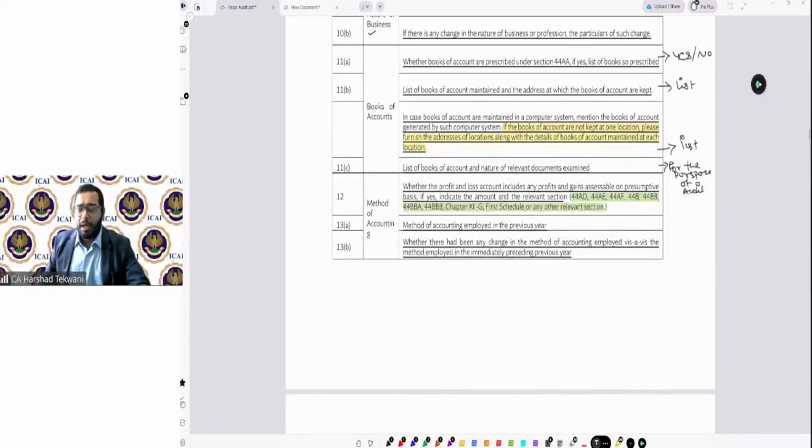Then only will you be able to understand the concepts over here appropriately. Trust me. Come on, guys. Under which section is the method of accounting for a company prescribed?